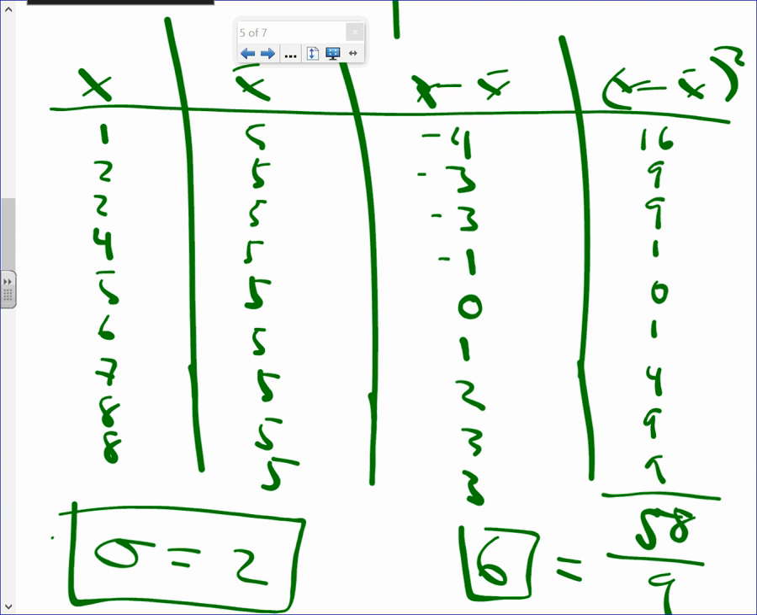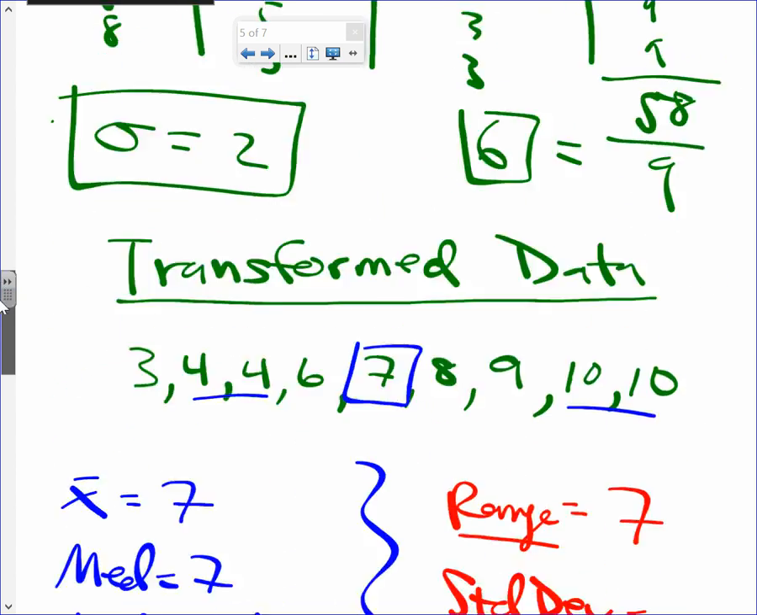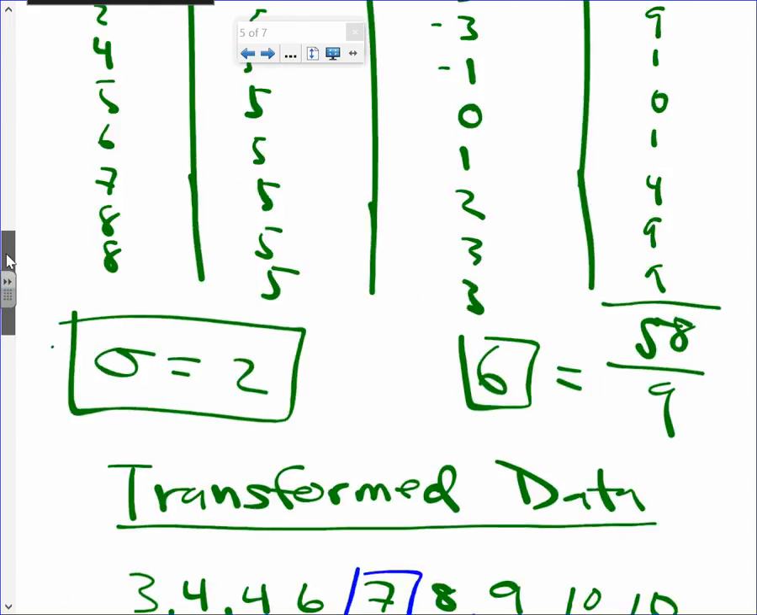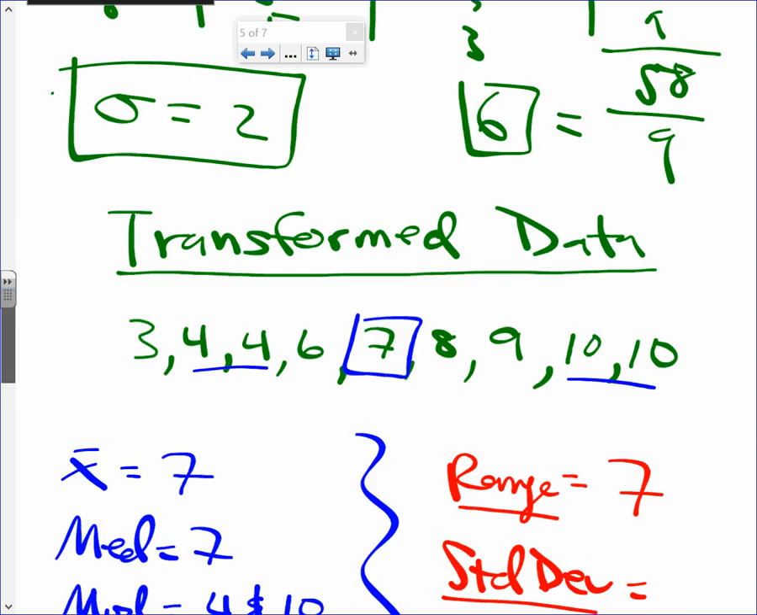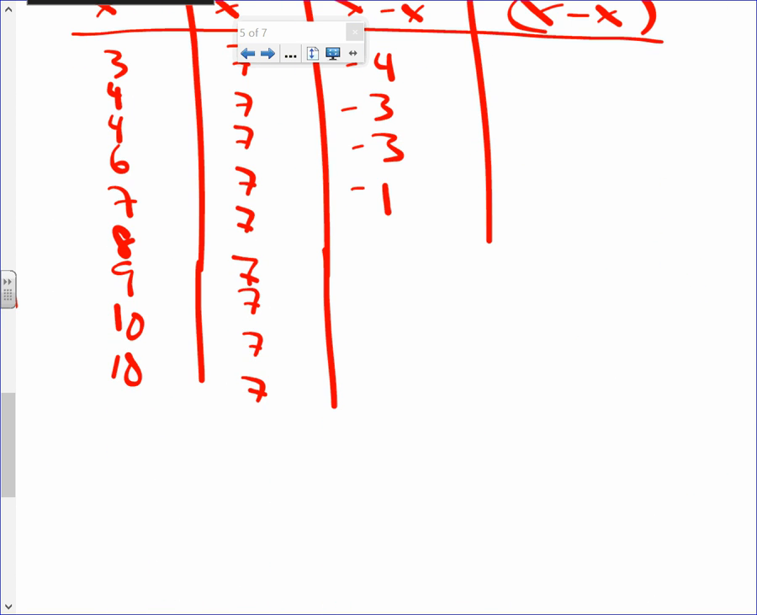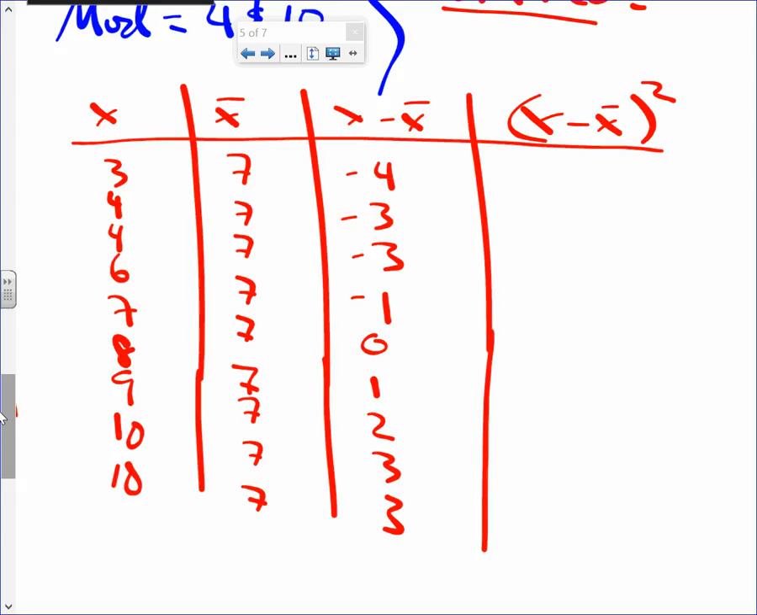Look at the deviations are the same. The whole data shifted, so the range seemed and the standard deviation seemed like they're going to be the same here. Let's see. -1, 0. So you see -1. And -1, 0, 1, 2, 3, and 3. This is exactly the same now. That means all these values will be the same, right?